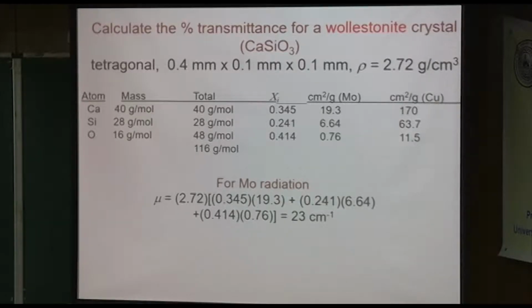So you can calculate mu, the linear absorption coefficient. This actually ends up in the CIF. I don't know if you've ever noticed it. You don't have to calculate it yourself because it's done by the software, but maybe not a bad idea to do it anyway. And for copper radiation, it's much more. So this is a pretty heavy substance. So you would expect that molybdenum would not absorb as much as copper. Copper does absorb, in general, more than molybdenum.